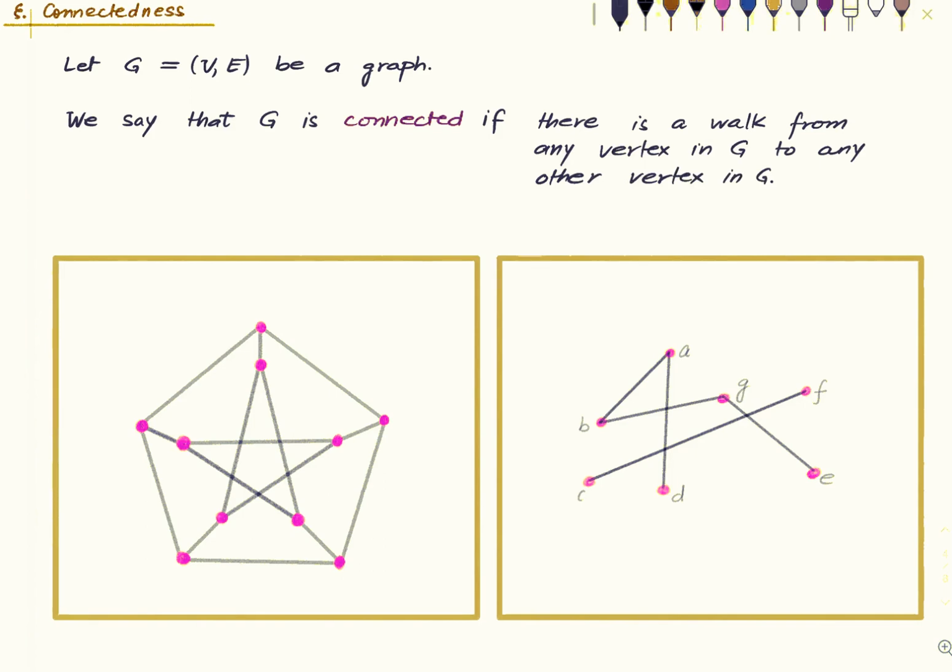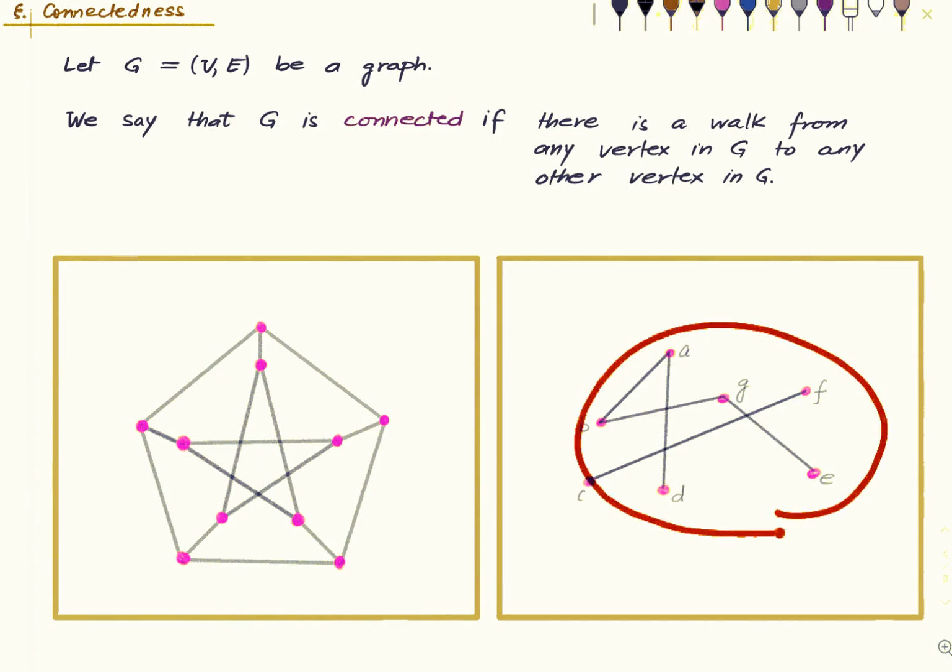Right, so it's a very obvious definition. And here is an example of a connected graph. You pick two vertices, let's say this and that. There is a way to walk from the first to the second. This and that, of course, you can walk. So this is a connected graph.